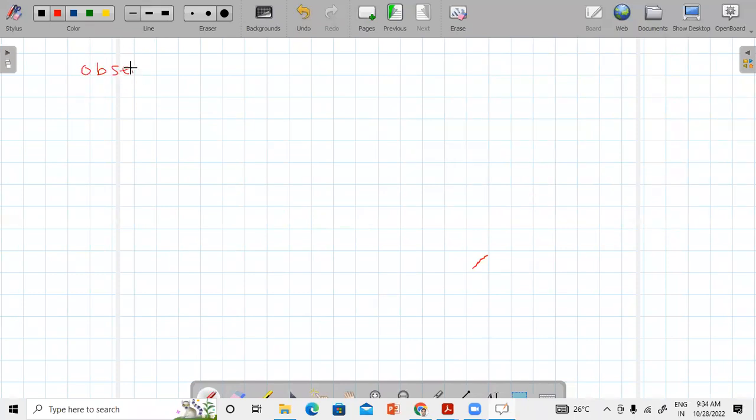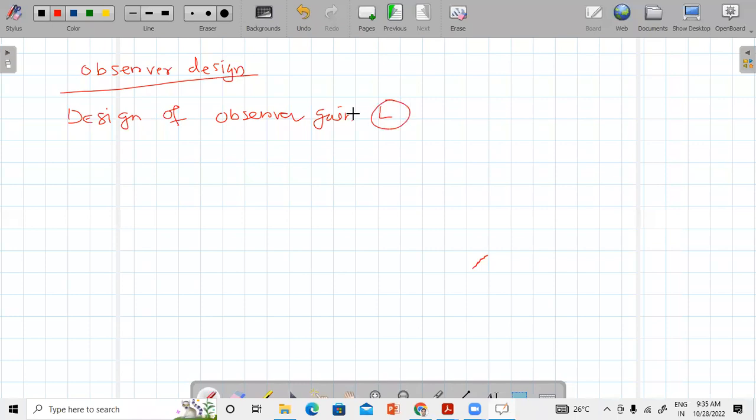So observer design is nothing but design of observer gain L. Design of observer gain L. Earlier we have seen design of state feedback gain. So this is observer gain. Again, when I say I want to design this, there are three methods.